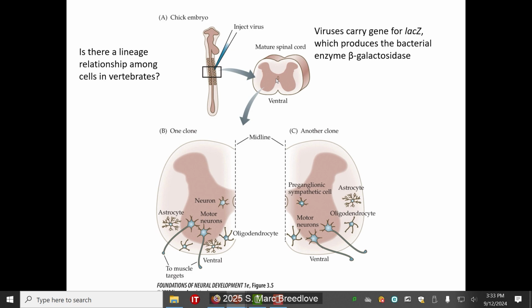In fact, what was seen is that even though there were only a few more divisions going on, this particular clone, they all come from the same progenitor cell. Some made motor neurons, some made this kind of glia, oligos, some made astrocytes, some made neurons in the spinal cord. Or here's another clone where one made a preganglionic sympathetic cell, some motor neurons, some astrocytes, some oligos, etc. And so even at the late stage of development, what decides the particular fate of one cell versus another isn't a result of mitotic lineage.